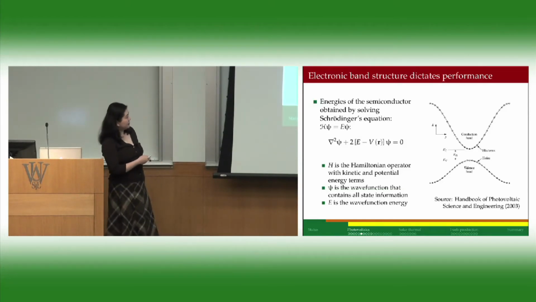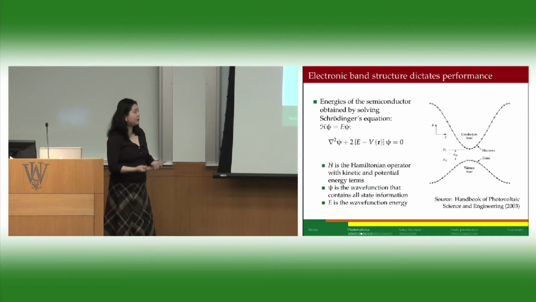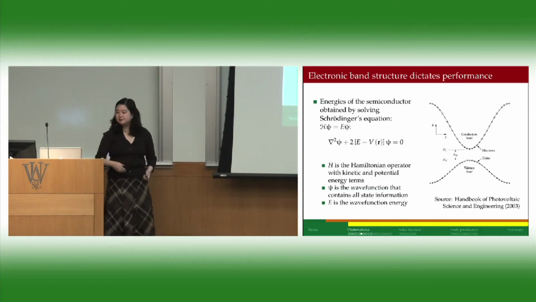And as I said, Hamiltonian, wave function, and energy. This is what we really want. We actually really want energies. All these equations basically ultimately get us to the energies, which basically show what the electrons are doing, where they are, and how much energy they have.